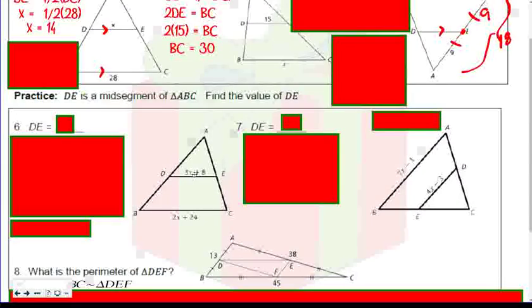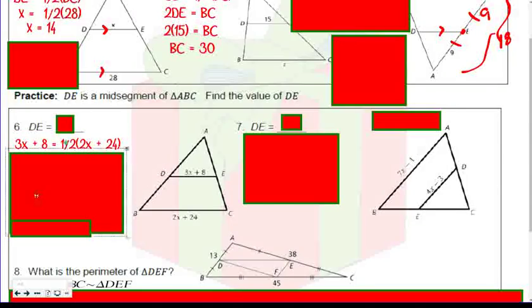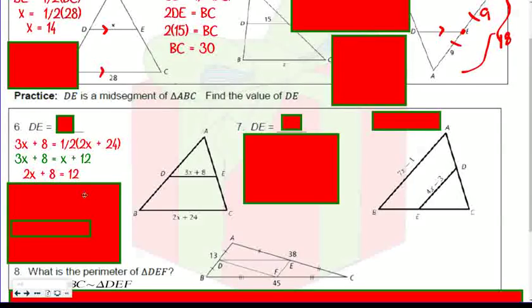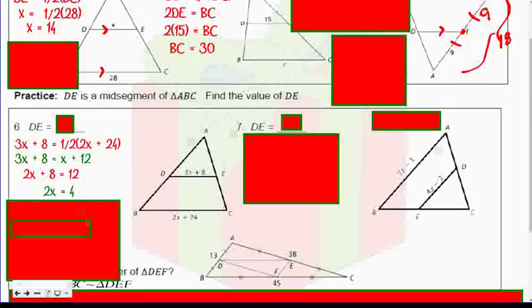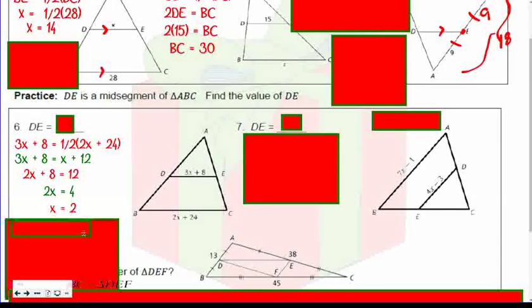All right, so now let's look at what happens when it's not just plain numbers. What if it's an algebraic expression? Still the same rule applies. DE is still half of BC, right? So since DE is 3x plus 8, it's going to be half of 2x plus 24. So that's going to give me 3x plus 8 equals x plus 12, because half of 2x is x, and half of 24 is 12. If I subtract x, I get 2x plus 8 equals 12. Subtract 8, I get 2x equals 4. So therefore, x is 2.